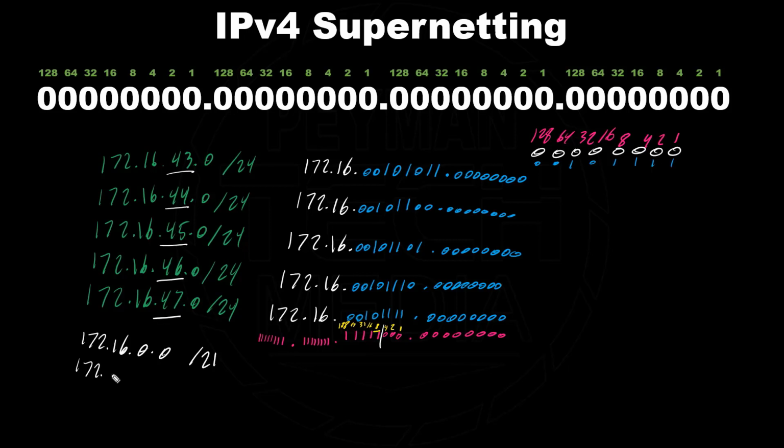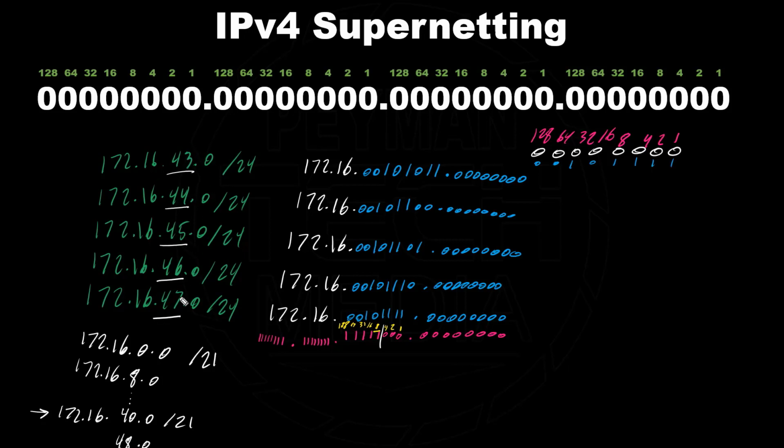So 172.16.8.0. And if we continue incrementing, we should get to 40.0, and the next one 48.0. And looking on the third octet, here we can see 43, 44, 45, 46, 47. Here we can see a range 40 to 48. It covers all this. So this subnet, the 172.16.40.0 with the CIDR notation of 21, it covers all these addresses.